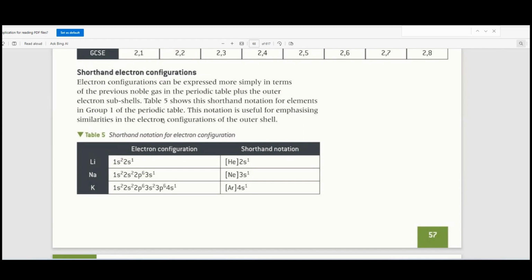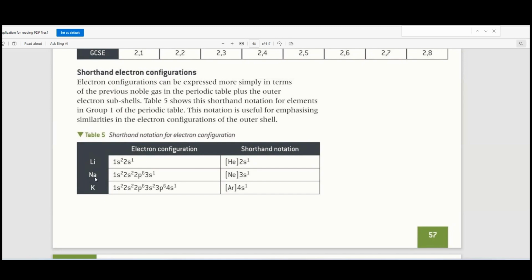This notation is useful for emphasizing similarities in the electron configuration of the outer shells. So what they are saying is that the shorthand notation will be helium. For example, you have lithium. We know that we have hydrogen, then helium, then lithium. Lithium is closest to helium, which is the noble gas. So the closest noble gas to lithium is helium, and lithium has just one more electron than helium. So they just wrote helium like this and then just 2s1.